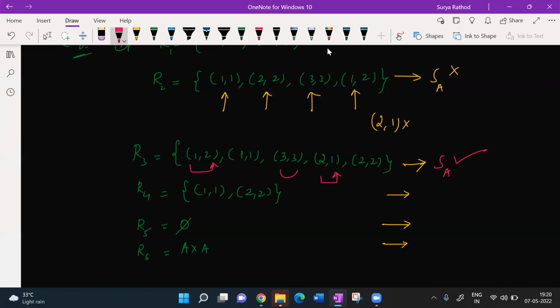So 3 comma 3 is there. 3 comma 3 reverse is 3 comma 3. So doublets always pass the symmetric relation condition. Understood my point?